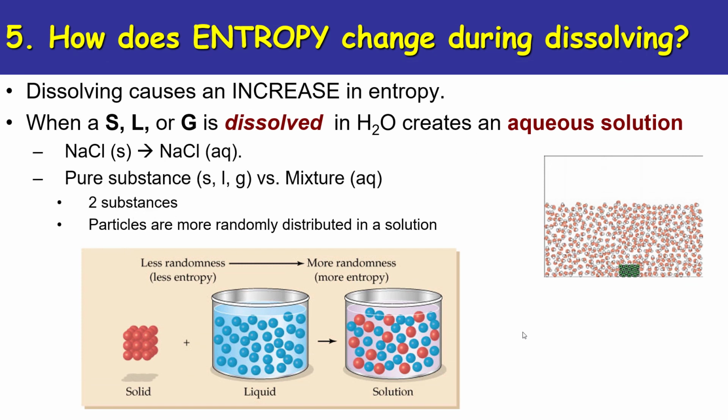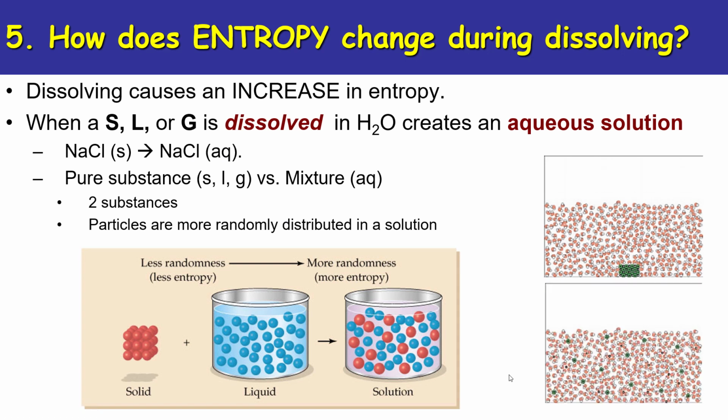Well, what you have to consider is that when you have a solid, liquid, or gas that is now dissolved in water, you are taking what was once a pure substance and you are introducing water into it. So you're going from, let's say in this case, sodium chloride, which is a solid, and now you have aqueous sodium chloride, where that means you have the sodium chloride plus the water. So there are now 2 different substances in there. So the randomness of the solution is much greater than the randomness of the pure substance. So aqueous solutions will always have more entropy than their pure substance counterparts.